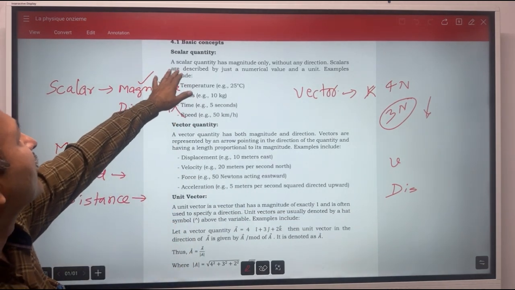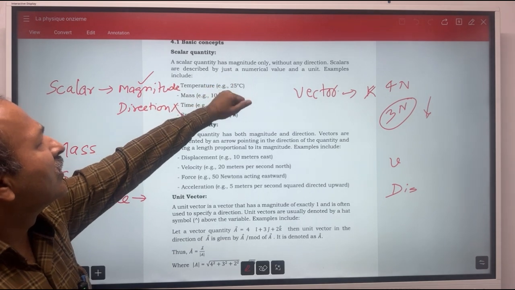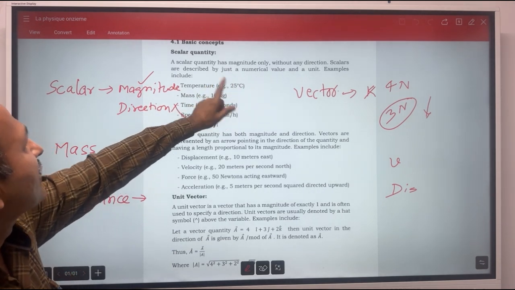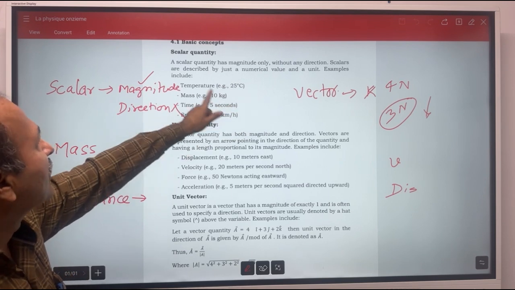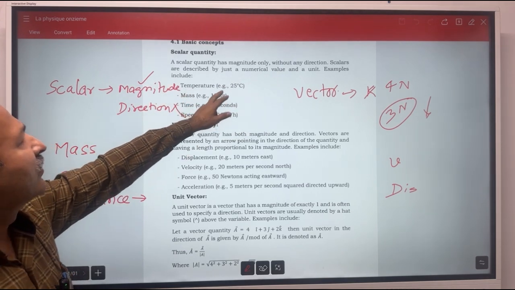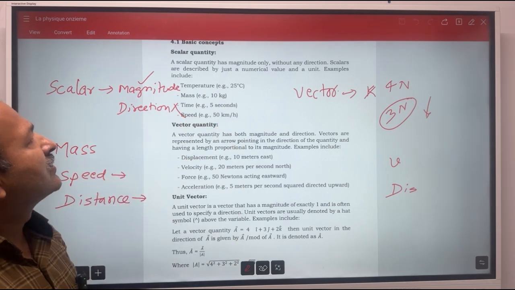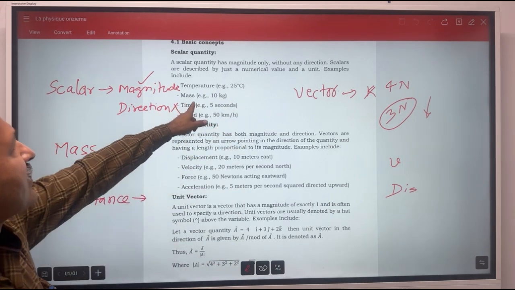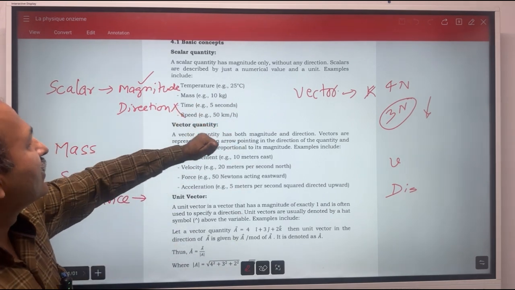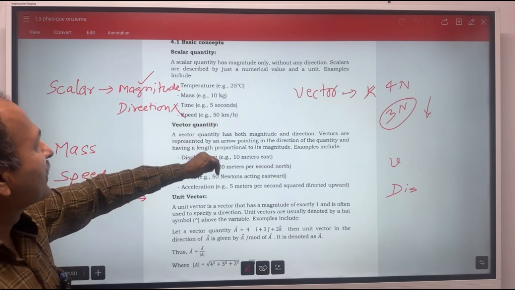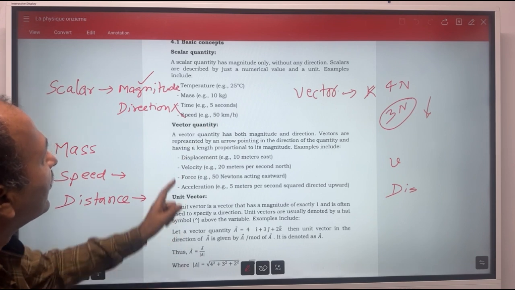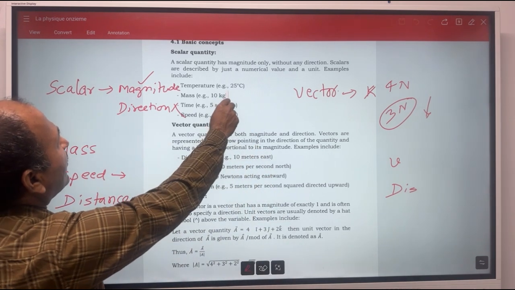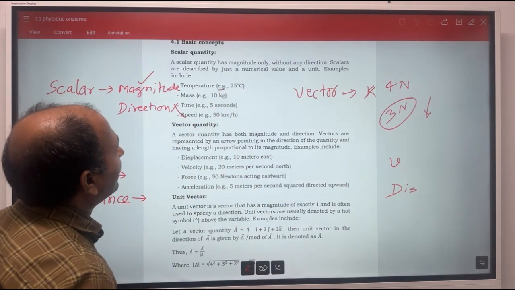The same thing is written here. A scalar quantity has magnitude only, without any direction. Scalars are described by just a numerical value and a unit. Examples: temperature, say 25 degrees centigrade. Mass, 10 kg. Time, 5 seconds. Speed, 50 km/h.